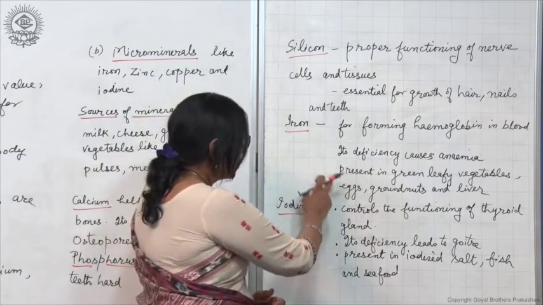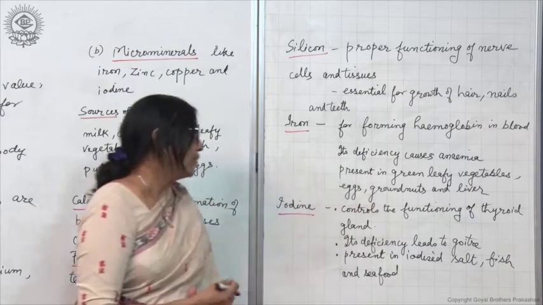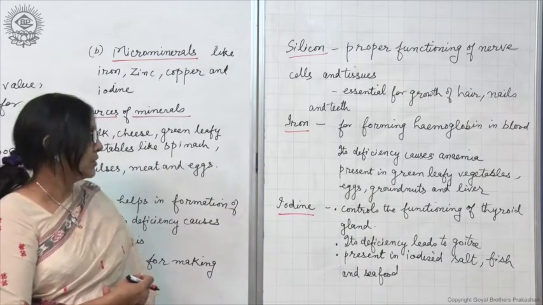Now, where is iron present? It is present in the green leafy vegetables, eggs, groundnuts and liver.